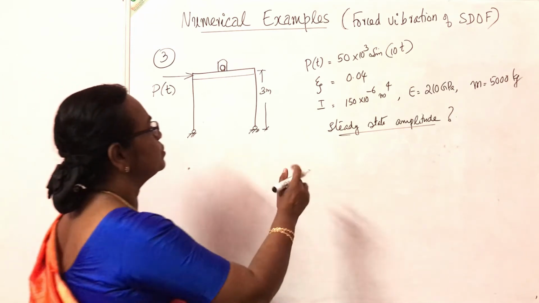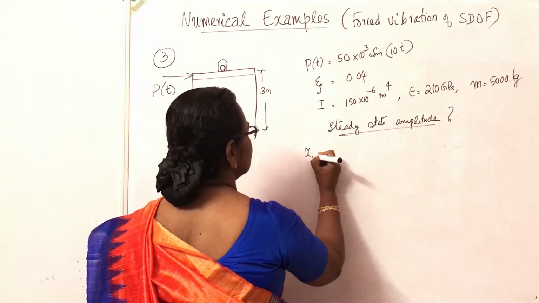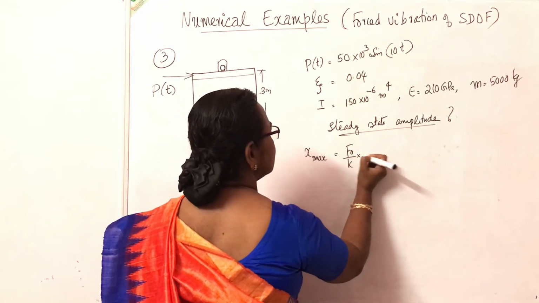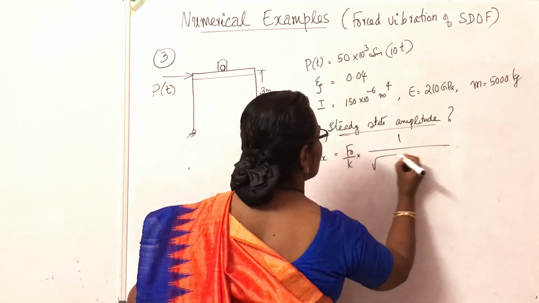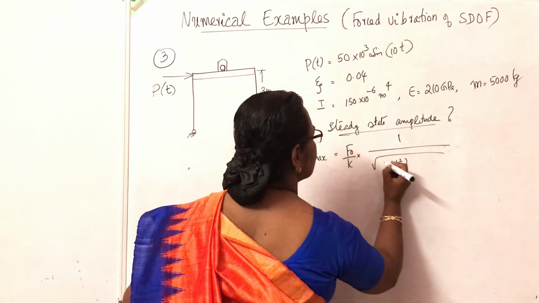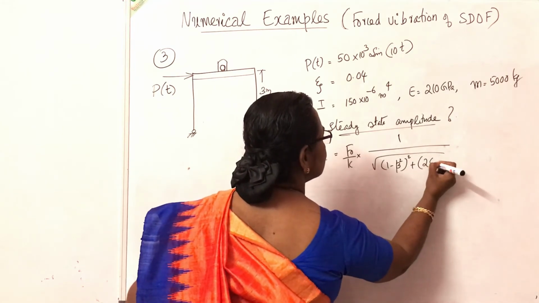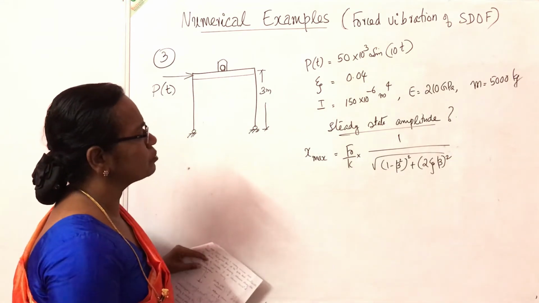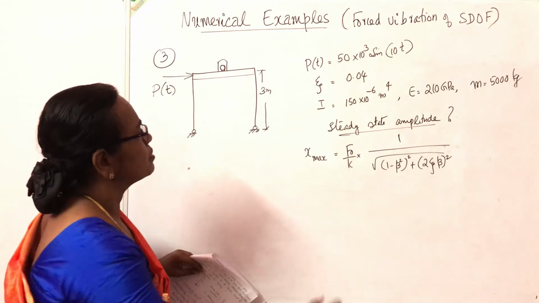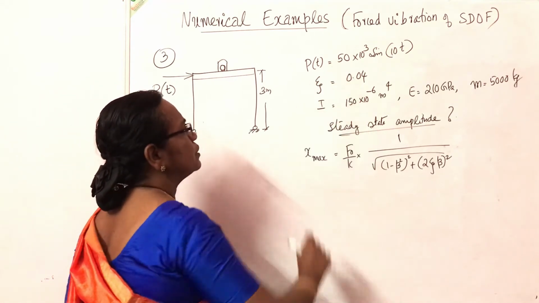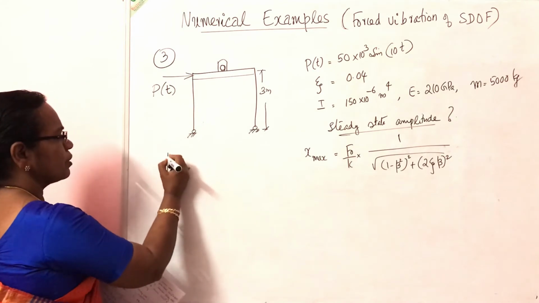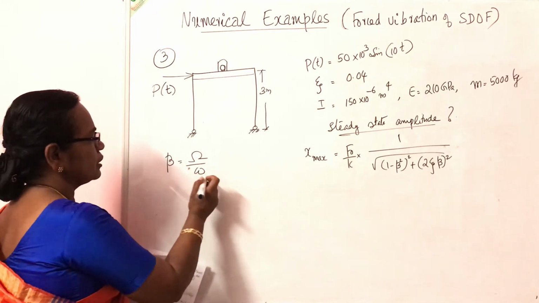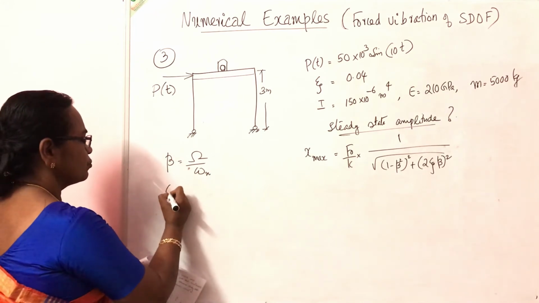So what is the steady state amplitude? We have now discussed several times. The steady state amplitude is equal to F0 by K, the static displacement, into the magnification factor, 1 by root of (1 minus beta square) the whole square plus (2 psi beta) the whole square. That's all. See which terms are given and how to find the remaining terms. In the question, F0 is given, 50 into 10 raised to 3. To find beta, the frequency ratio, beta is equal to Ω by ω. For that, we have to get the natural frequency of the system. How will you find the natural frequency?